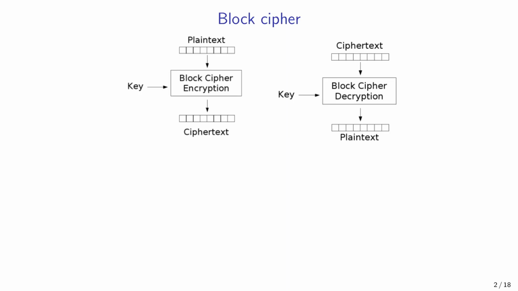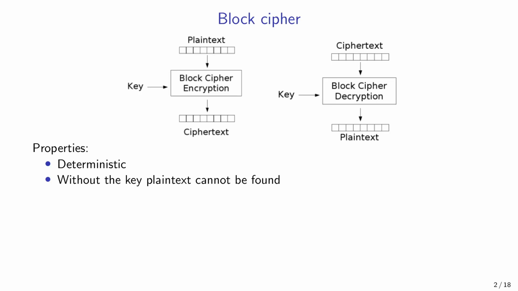Okay? So what are the properties of this function? The first property is that it is deterministic. It means that the same key and the same plaintext will always provide the same ciphertext, so there is no randomness used in the process. An essential security property here is that without the key, the plaintext cannot be found.